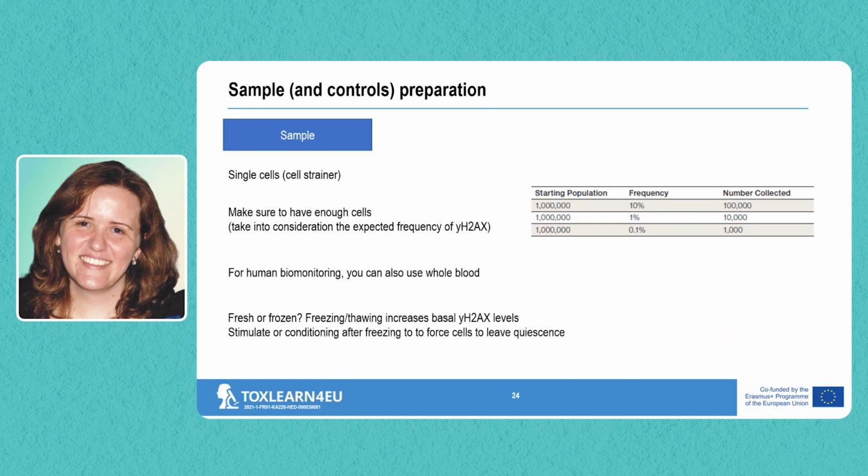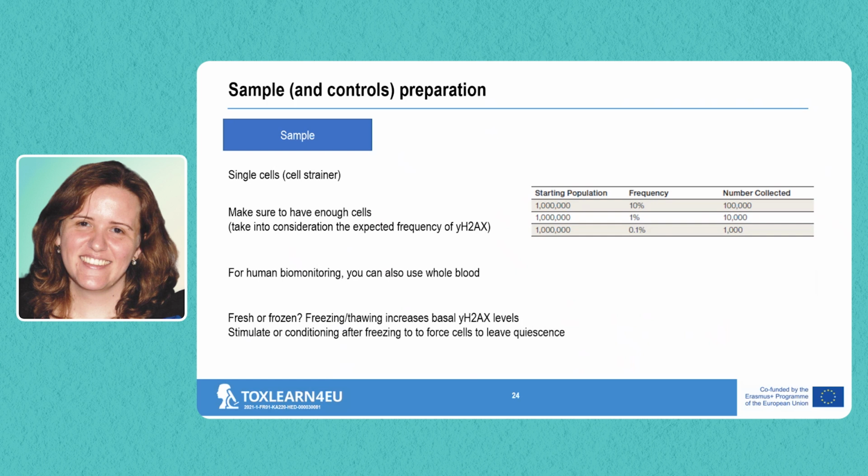And then we have the fresh versus frozen problem, which was also addressed today. We have pretty much some of the same problems for all the assays. In this case, what we saw in our lab is that the best thing to do is use fresh, because the freezing and thawing will increase the basal levels of H2AX. It's quite simple to do that when you do in vitro, because you choose the hours of your experiments. When we do human biomonitoring, sometimes it's not that simple. We really need to freeze the samples in some cases.